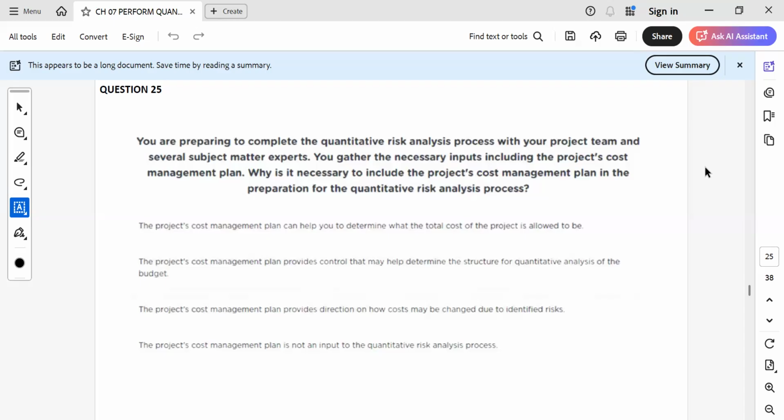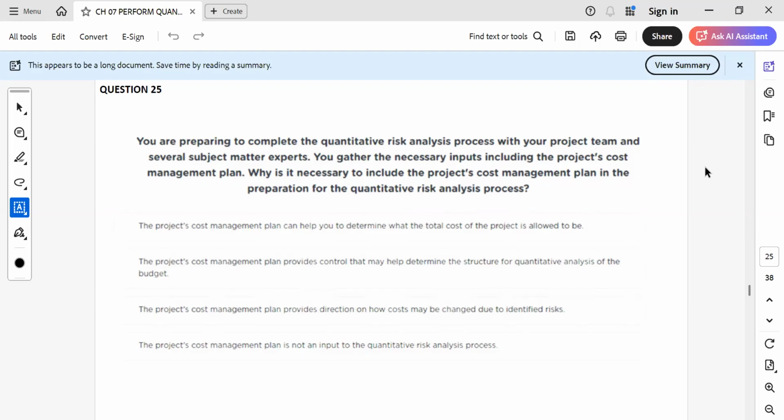So the question is asking why it is necessary to include the project cost management plan in the preparation for the quantitative risk analysis. Option A says the plan can help you determine what the total cost of the project is allowed to be. But how will this help me in quantitative risk analysis? It is simply saying that it will help me understand the total cost of the project.